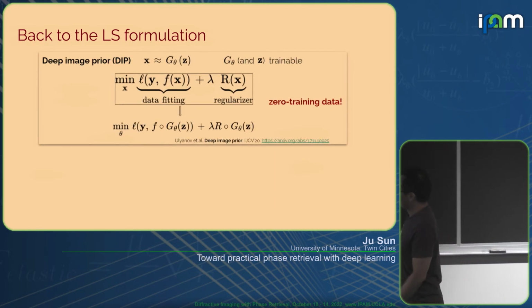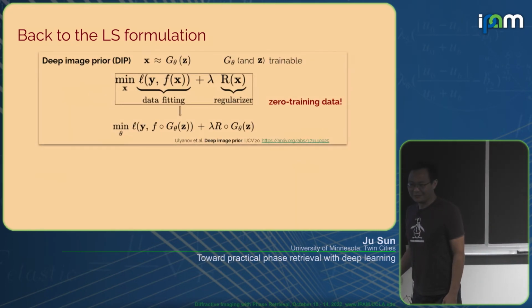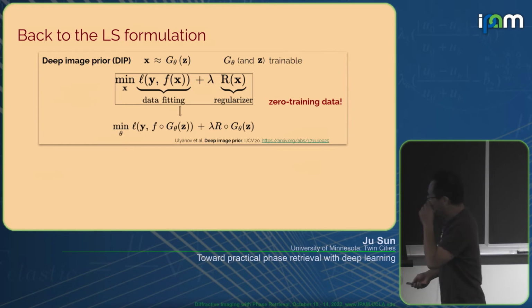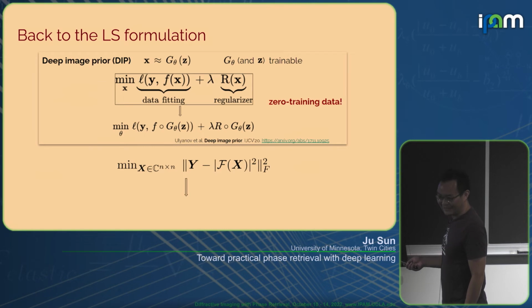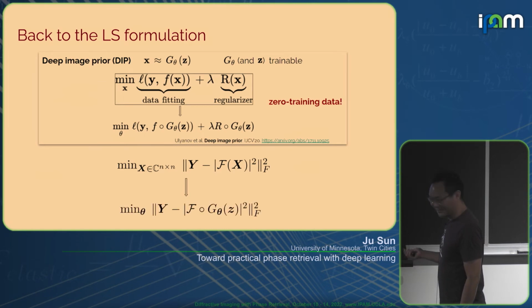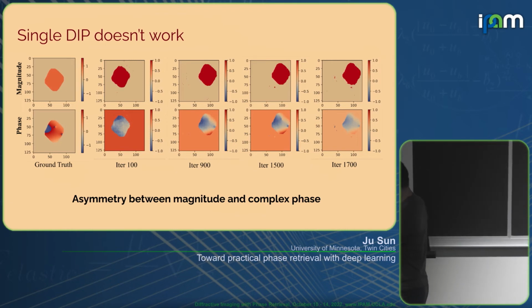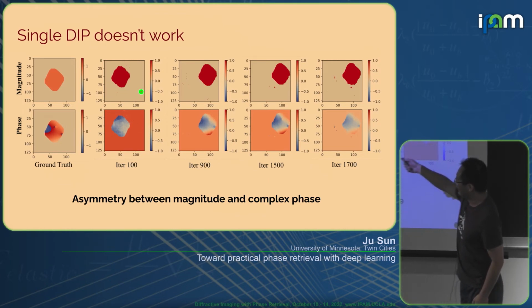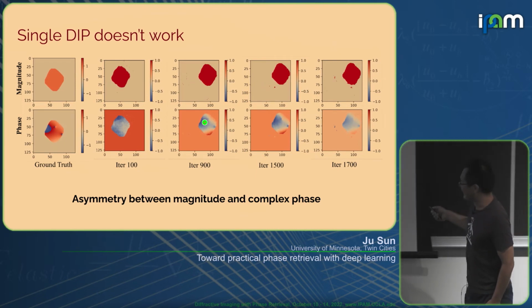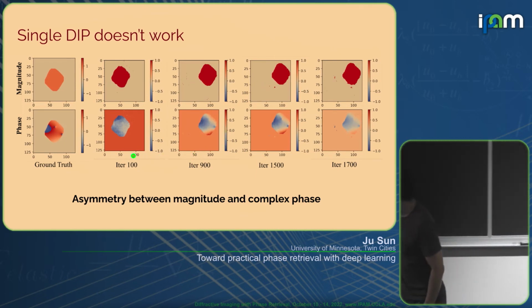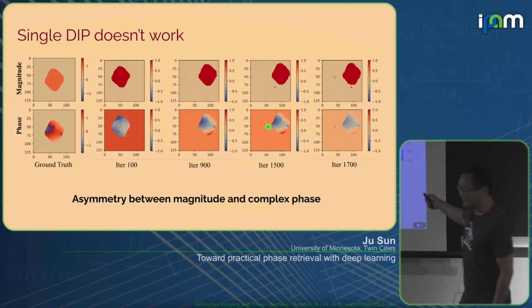Now, let's go back to our least squares formulation, which fails if you just do it naively. Let's bring back our DIP idea. What happens if I plug in DIP? Does that work? I just do this. This is simple enough, right? I just plug DIP into this least squares formulation. Well, it works to some extent. You actually recover the support quite well. Look at this support recovery. But the complex phases are a bit off.